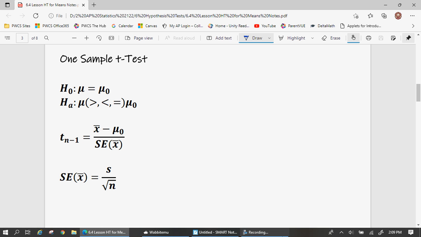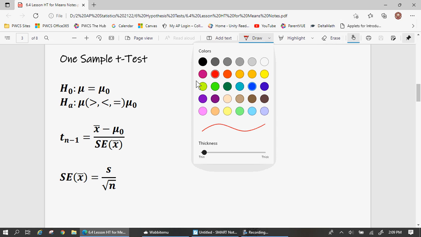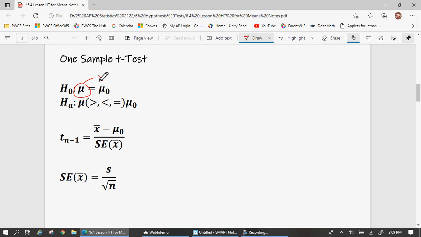Some minor tweaks. So of course, when we write our hypotheses, this time we are going to be reporting hypotheses about means. Remember that we use the Greek letter mu for a population mean. And that's what we're trying to see, if it makes sense that this is our population mean. And then we have our null hypothesis mean, that's the claim that we have made. And our alternative, again, is always going to be an inequality.